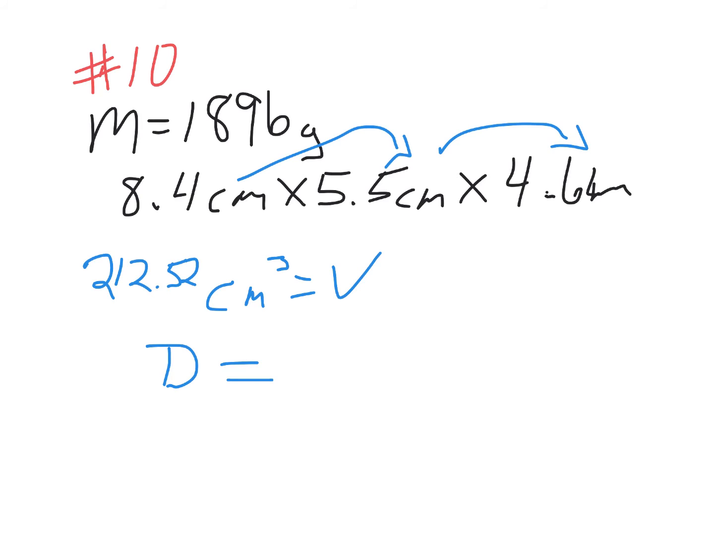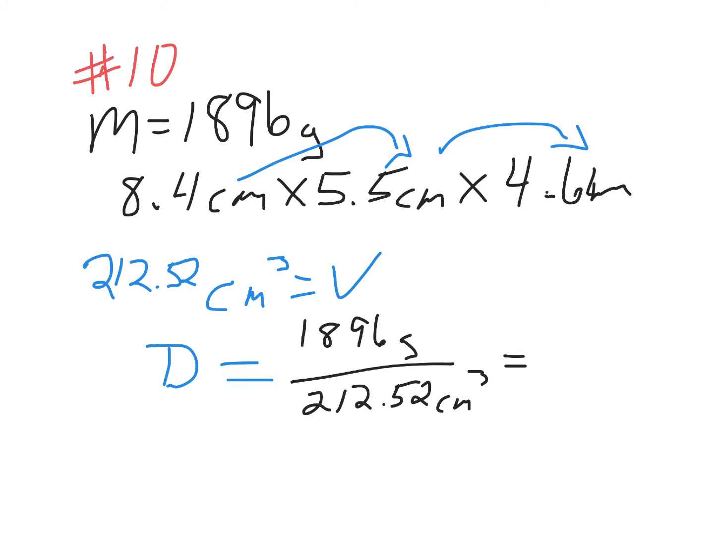Okay. So 1896 grams divided by the 212.52 centimeters cubed. This will give you your density in grams per centimeters cubed.